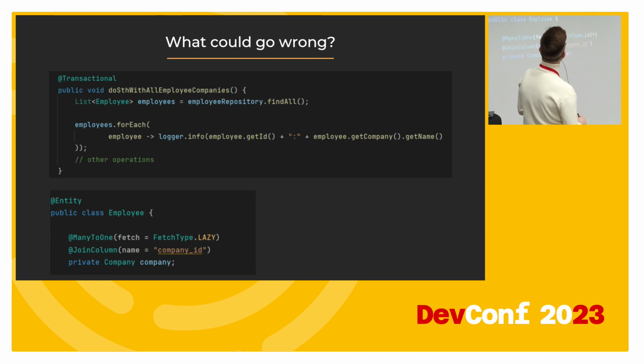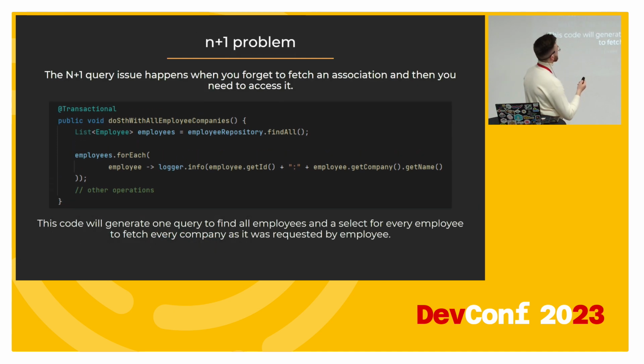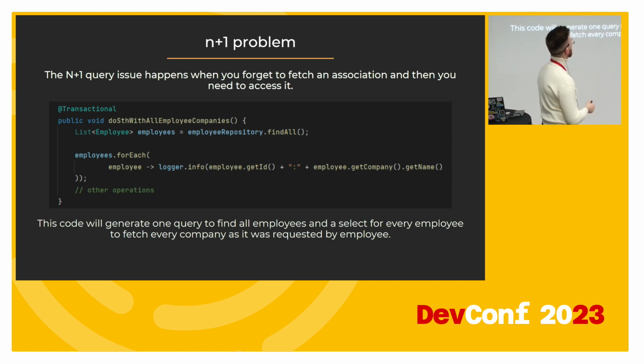So we'll talk about n+1, and later, on the contrary, I will talk about another problem. So we have a unit of work here. We have loaded employees, and for each employee, we are logging employee get ID and employee get company get name. Simple logging, but the company is lazy loaded by the employee. In that case, it will execute one query, and then for each employee, it will generate another query to get the company.